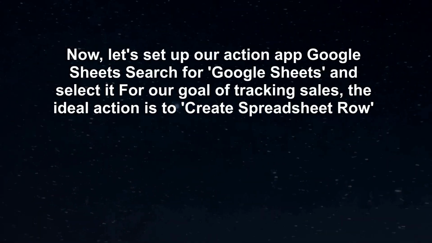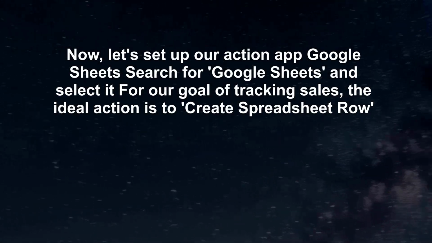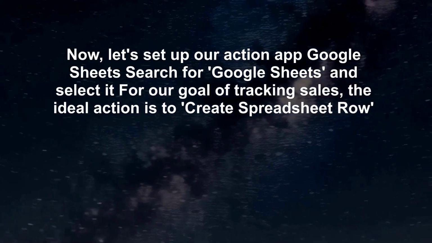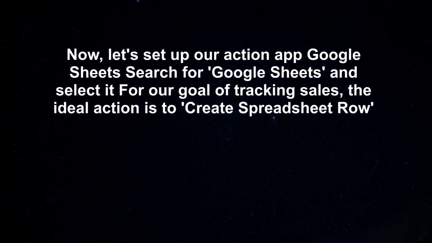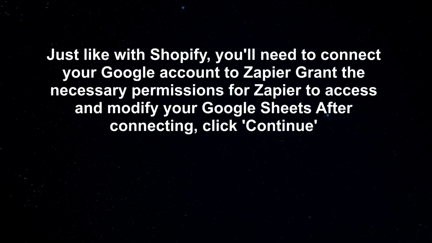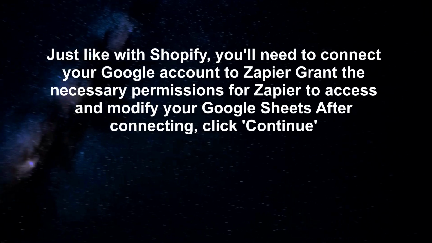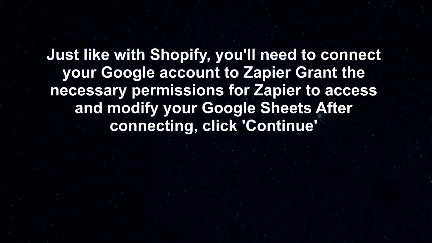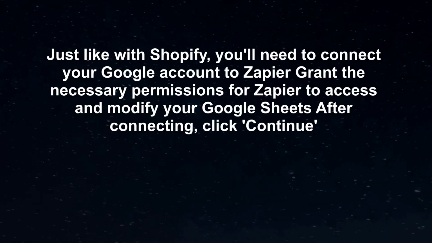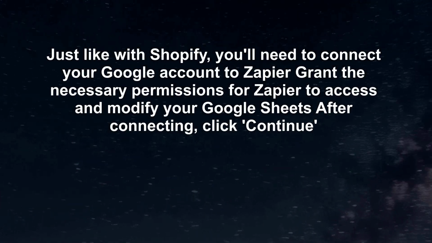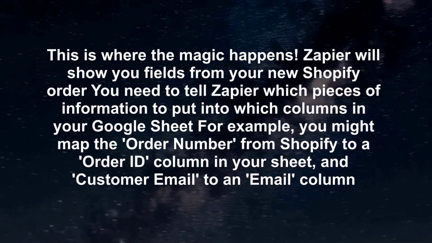Now, let's set up our action app, Google Sheets. Search for Google Sheets and select it. For our goal of tracking sales, the ideal action is Create Spreadsheet Row. Just like with Shopify, you'll need to connect your Google account to Zapier. Grant the necessary permissions for Zapier to access and modify your Google Sheets. After connecting, click Continue.